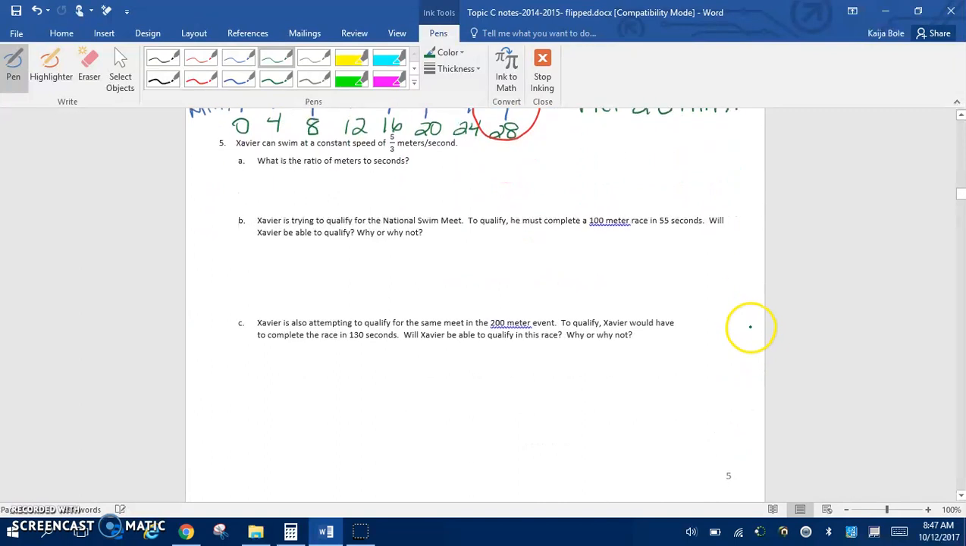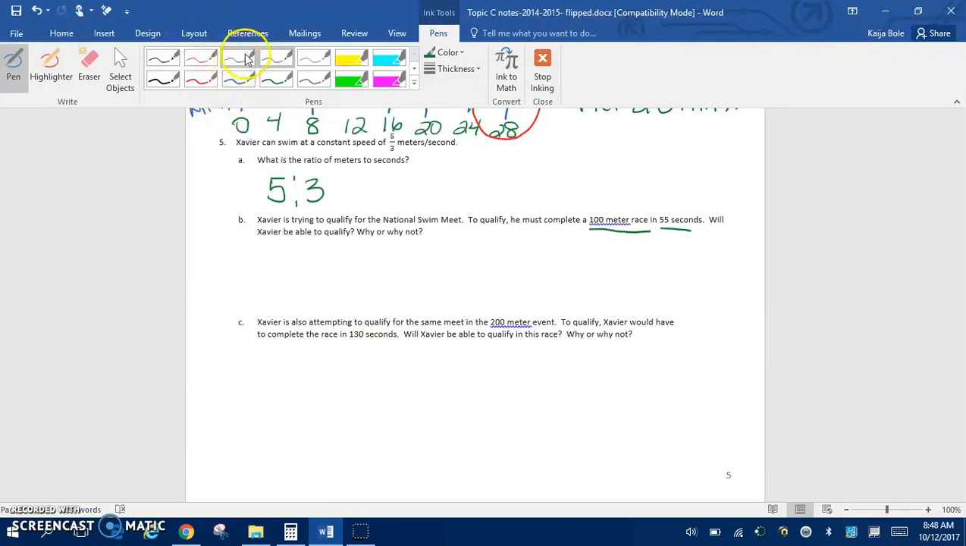One more example here I want to try. So number 5 says Xavier can swim at a constant speed of 5/3 meters per second. So what's the ratio of meters to seconds? We know that it's 5 to 3 based off of what they told us. So part B says Xavier is trying to qualify for the national swim meet. To qualify, he must complete a 100-meter race in 55 seconds. Will Xavier be able to qualify? Why or why not? So this time I want to use tables.